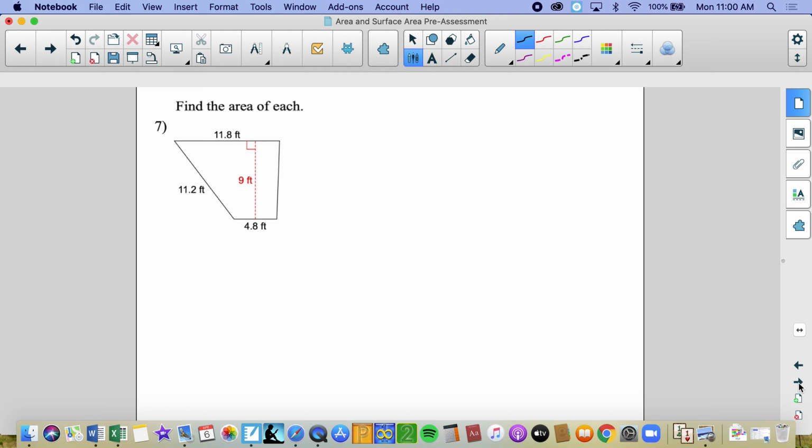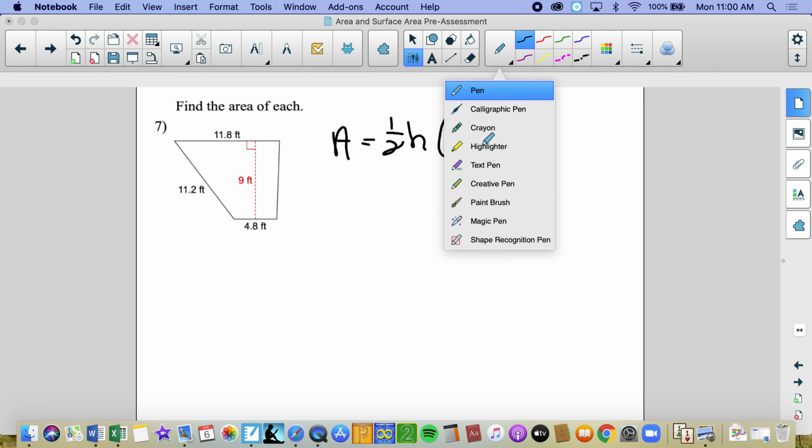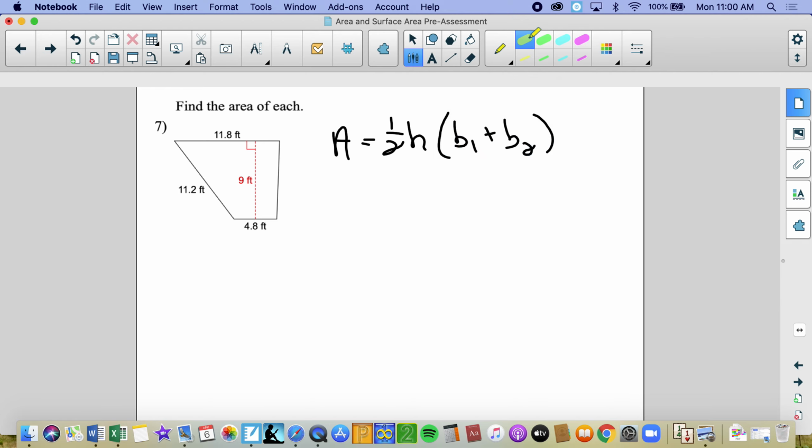Number 7 is a trapezoid. The formula for a trapezoid is 1/2 the height times the quantity b sub 1 plus b sub 2. H represents the height, b sub 1 and b sub 2 represent the bases of the trapezoid. Remember, these bases must be parallel to each other. So if we want to find the bases, we know that they have to be the ones that are parallel. Those two lines are parallel.